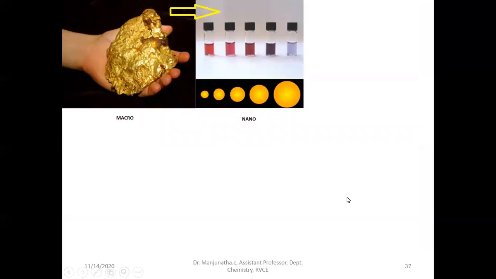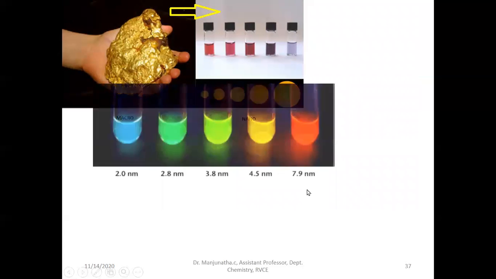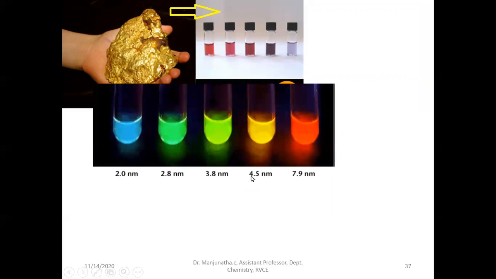Okay, so this is the actual image of the gold nanoparticle, the gold colloidal suspension. This is the gold which is macro in size. This is how it appears. If you make them into nano size, dispersed in a suitable solvent and exposed to light, look at this. This is the smallest size and this is exhibiting this color. And increasing the size, look at how the color of the gold suspension is changing. Even a small change in the size changes the color.